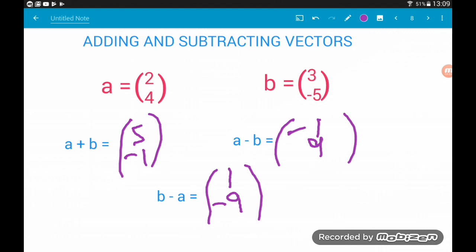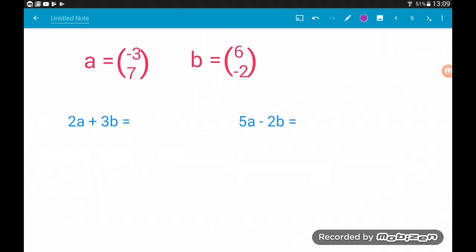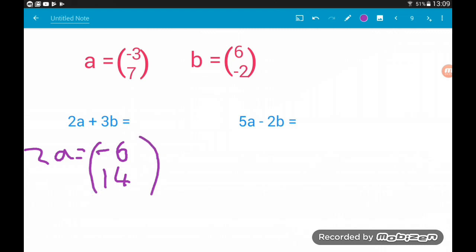Now we're going to have a look at a couple of examples where we're playing with scalars and addition and subtraction. Okay, so then here we've got the vector A equals minus 3, 7, and B equals 6, minus 2. So for the first question, we want to do 2A add 3B. So let's first of all work out 2A and 3B separately. So 2A is going to be 2 times minus 3, which is minus 6, and 2 times 7 is 14. So 2A is minus 6, 14.